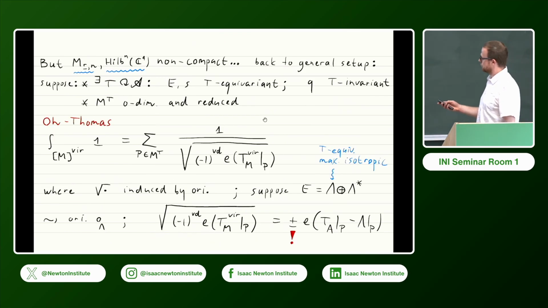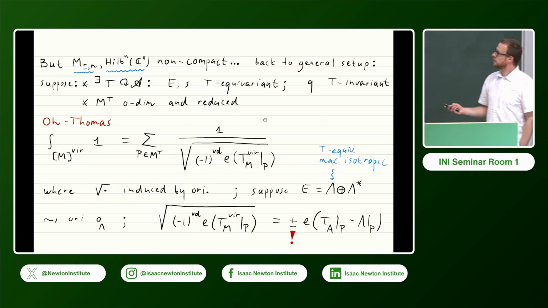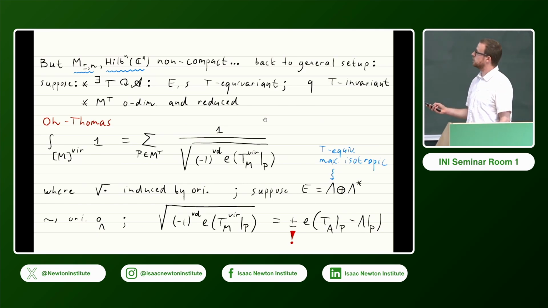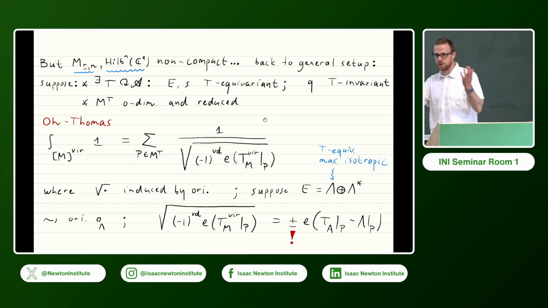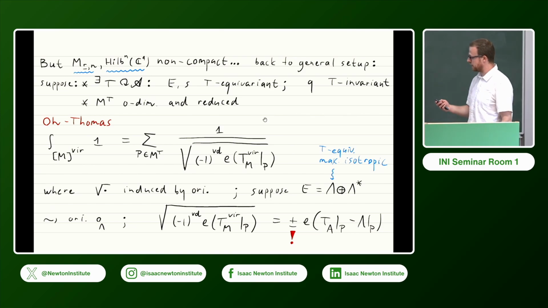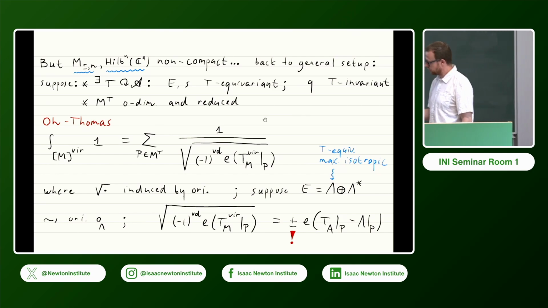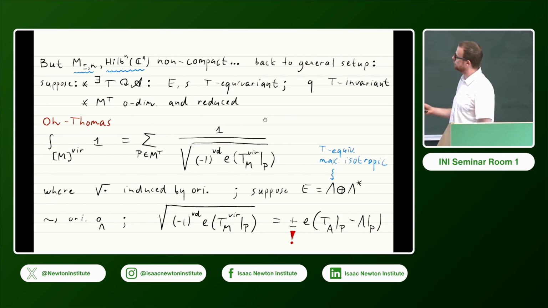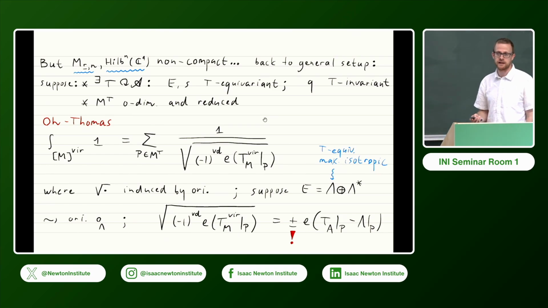So let us assume that we have an algebraic torus acting on our space A, and that the vector bundle is T-equivariant and the section as well. And let us assume that the quadratic form is T-invariant. So then this diagram that I wrote down with the 3-term obstruction theory is entirely equivariant. And let us also make an assumption, namely the fixed locus is 0-dimensional and reduced.